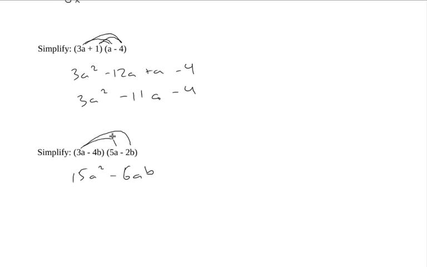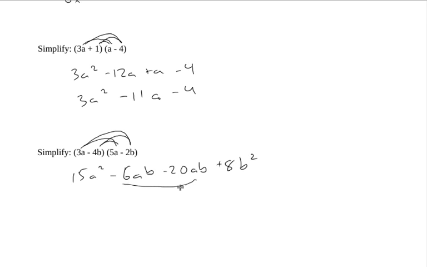Okay. Distributing my negative 4b. You do have to remember that it's a negative 4b there. Negative 4b times 5a. That's negative 4 times 5 is negative 20. We have an a and a b. Then I'll do negative 4b times negative 2b. Negative 4 times negative 2 is a positive 8. b times b is b squared.